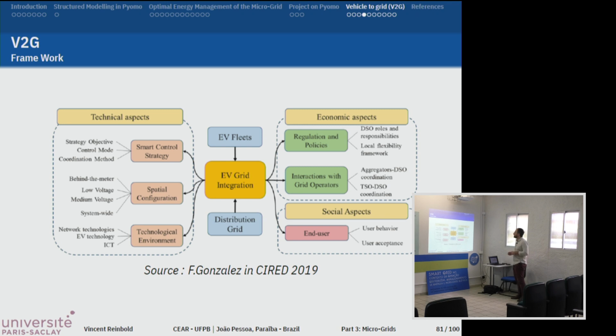So here it's based on a colleague's work, who is working on this. We have the framework of the V2G technology, so the integration of electrical vehicles in the grid. Here we have the fleet of electric vehicles, and here we have the grid, okay? And they are both integrated in vehicle to grid technology.